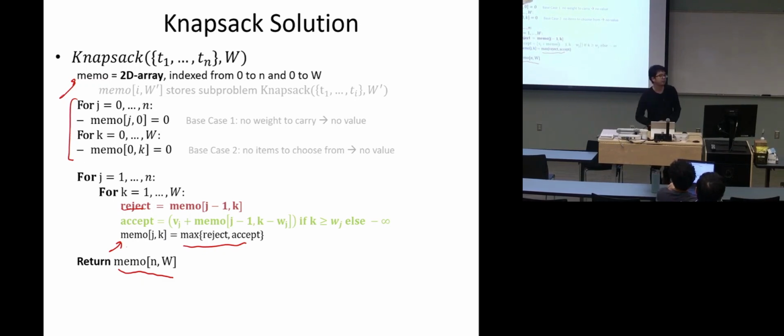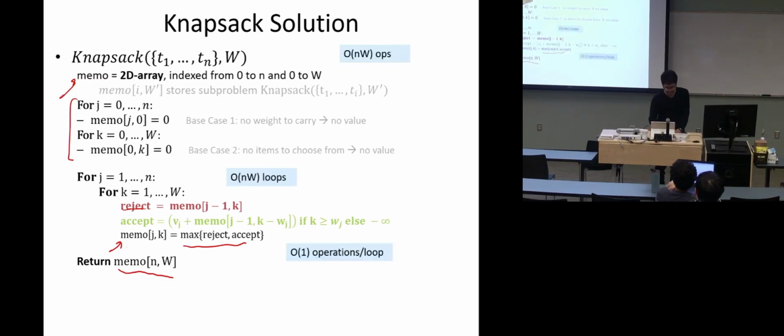What's the running time of this algorithm? Just O of n times W, because you have to compute everything. Good. O of NW, just because there are NW iterations, and each iteration takes constant time. Simple enough.